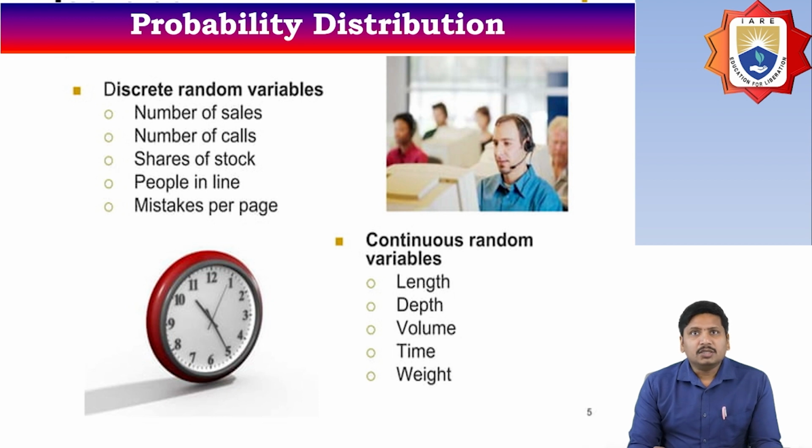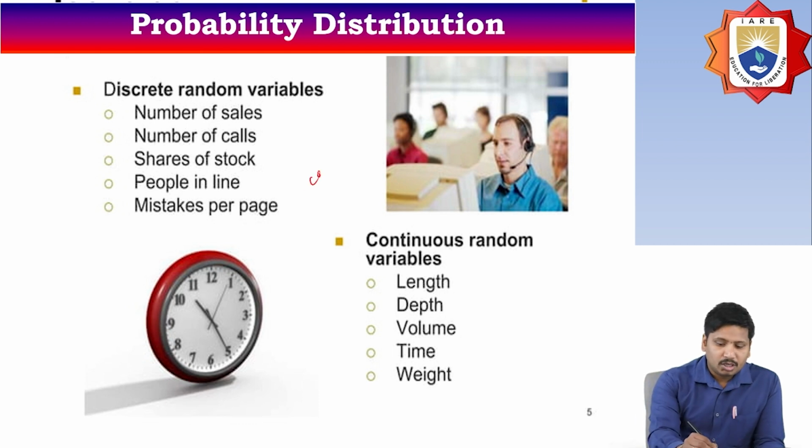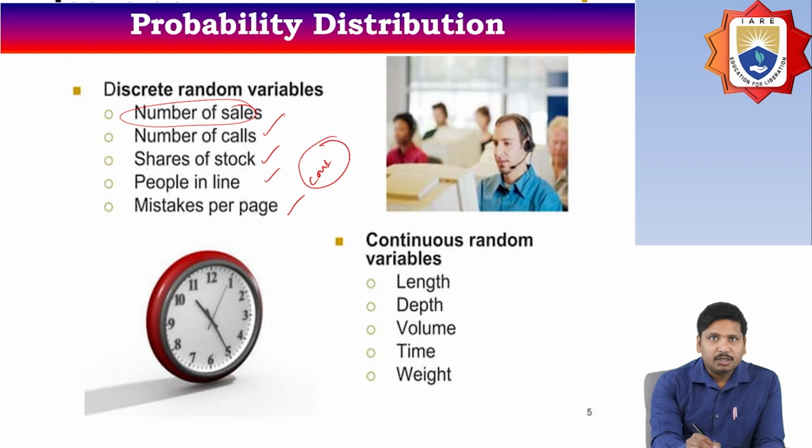Normally these random variables will be of different types, like discrete random variable and continuous random variable. So what are discrete and continuous random variables? Discrete random variable means we consider the count of a random variable, like number of sales, number of calls, sales of the stock, people in line, mistakes per page. So these will all be treated as counts, and they are all considered discrete random variables.